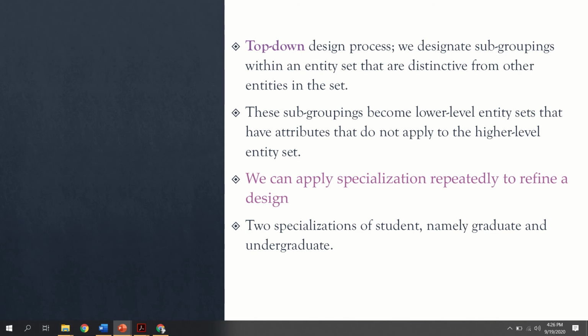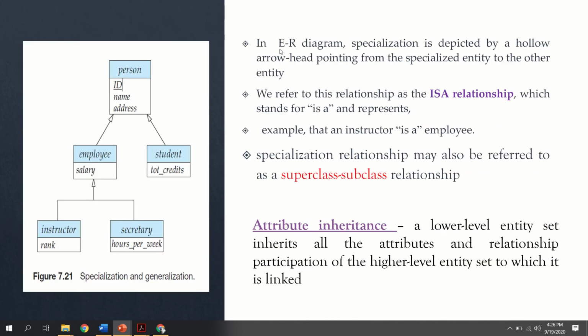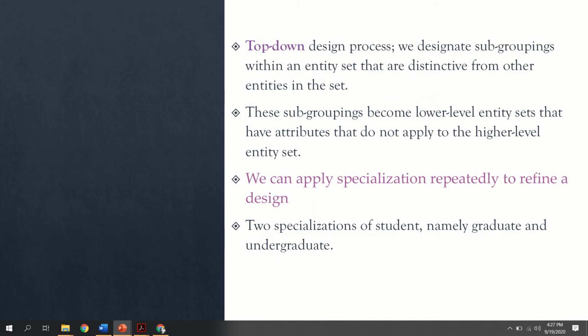So the next one is how can you represent a specialization using an ER diagram. We know that specialization is a top-down approach, because we started from the person, then divided, again divided, and so on. So that is the main point. If there is any question regarding differentiating specialization and generalization, the first point is that specialization is a top-down approach. Then, as I said, we can apply the specialization repeatedly.